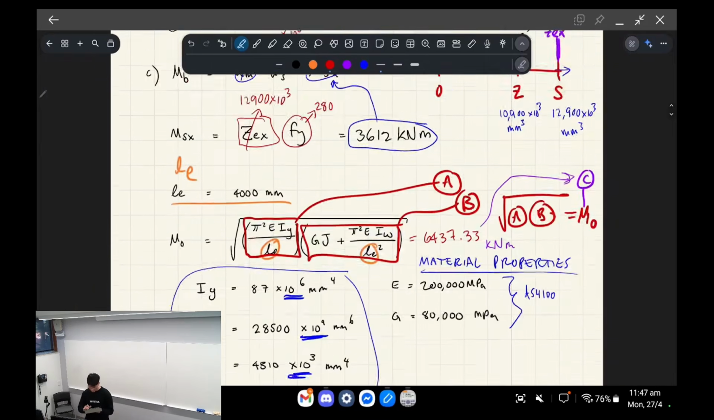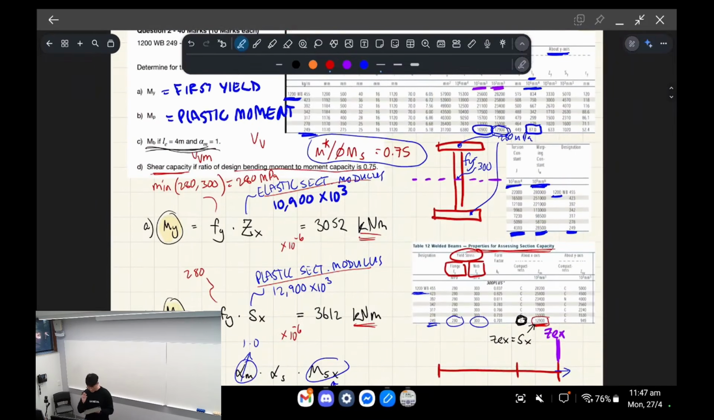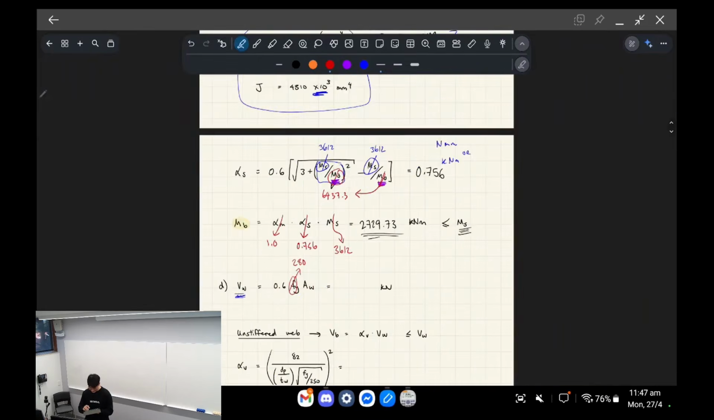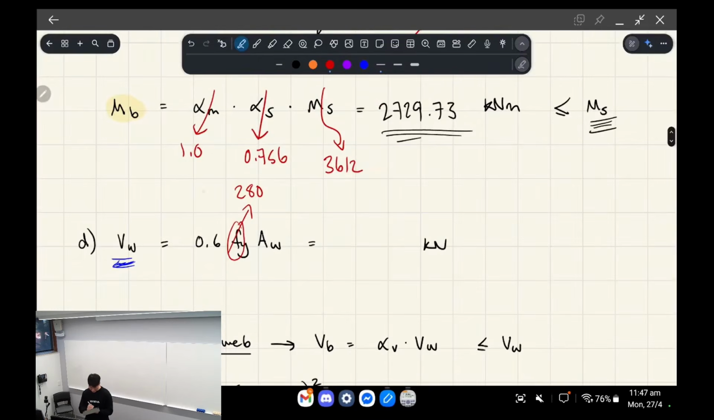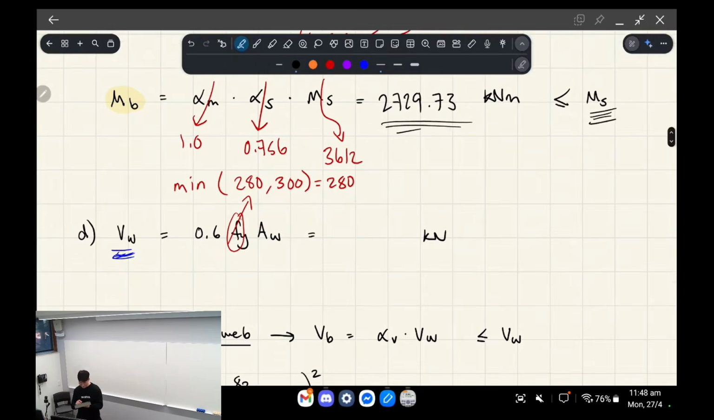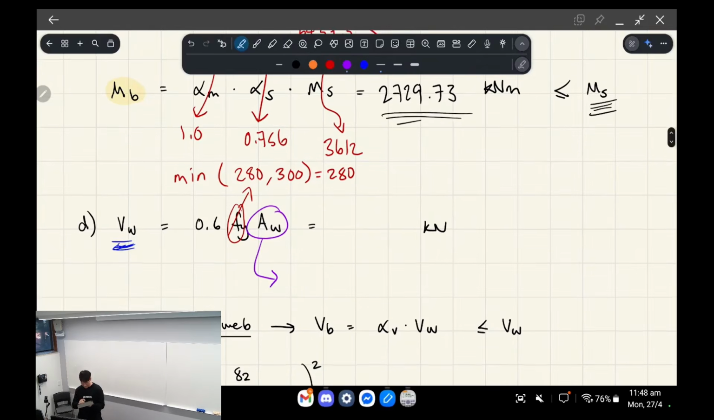Oh wait, no, it wasn't. It was the minimum between the web and the flange, so this is the minimum between these two, okay? So we're just going to still take it as 280. So this isn't the yield capacity of the web specifically, it's the yield capacity of the entire beam section, okay? Aw, right? Now, I got this wrong in my notes before, and someone corrected me, okay? So this is important, keep this in mind.